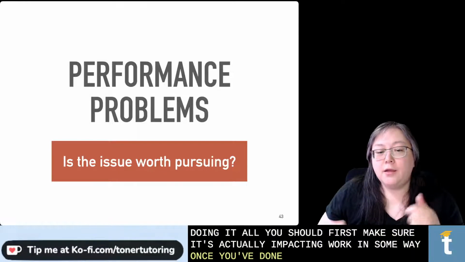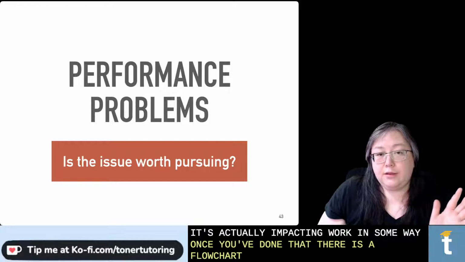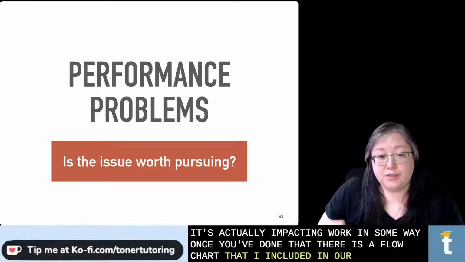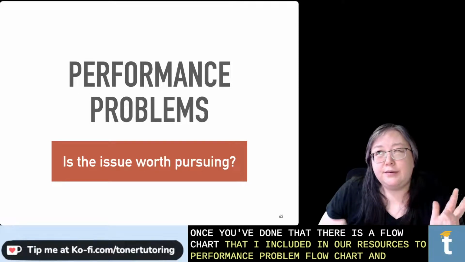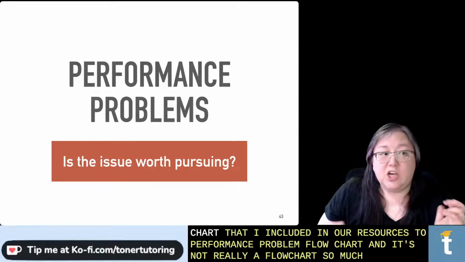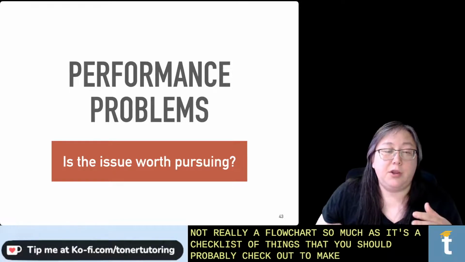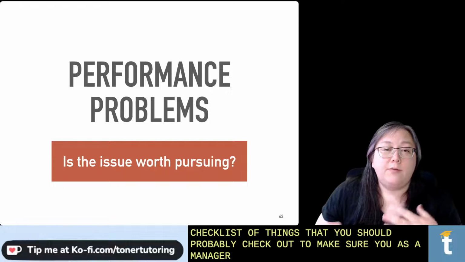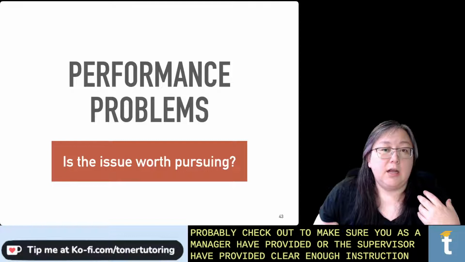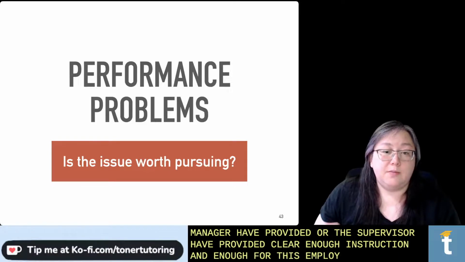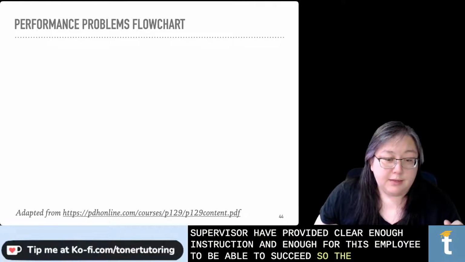Once you've done that, there is a flowchart that I included in our resources, the performance problem flowchart. And it's not really a flowchart so much as it's a checklist of things that you should probably check out to make sure you as a manager, or as a supervisor, have provided clear enough instruction and enough support for this employee to be able to succeed. So this is the performance problems flowchart.